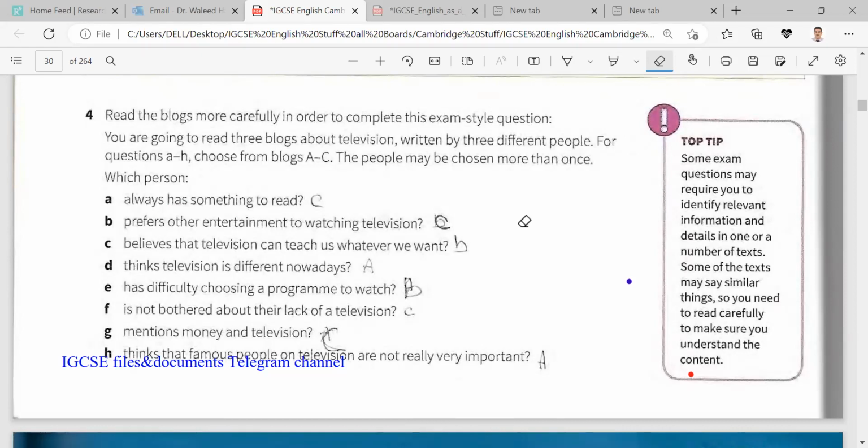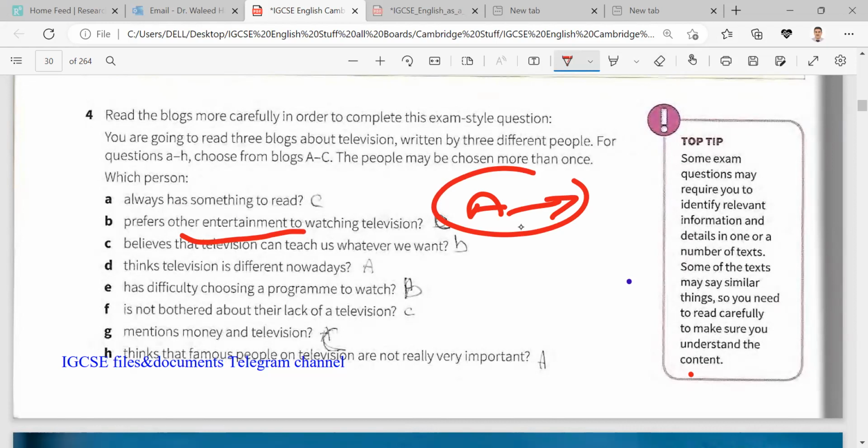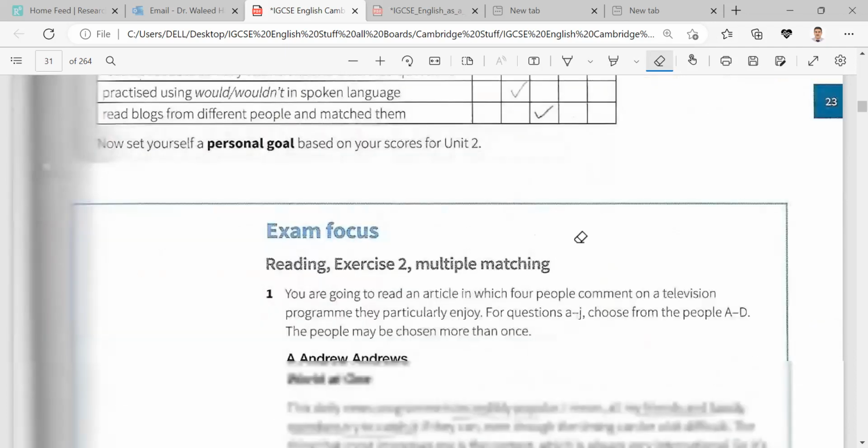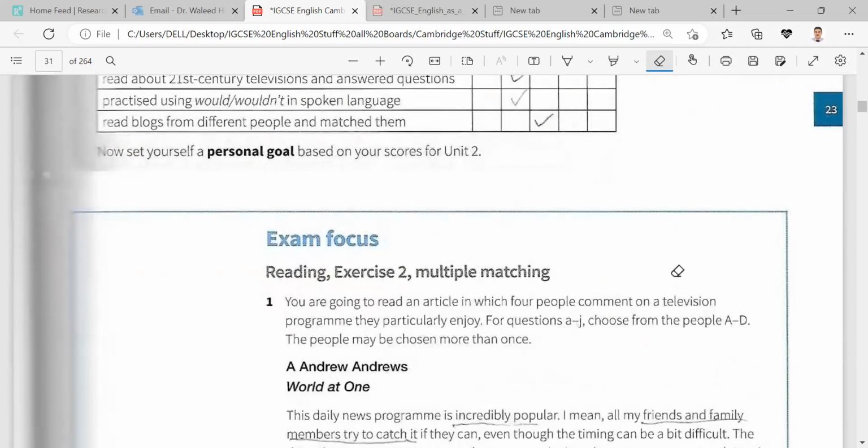Then you can do it one by one: read the question, define the keywords, then scan the target paragraph. For example, if the keyword in this statement relates to paragraph A, go directly to paragraph A and start reading it carefully and closely until you find the target or relevant answer. Okay, Khalid, is it clear? Yes. Perfect, well done. So this is the end of Unit 2, Khalid.